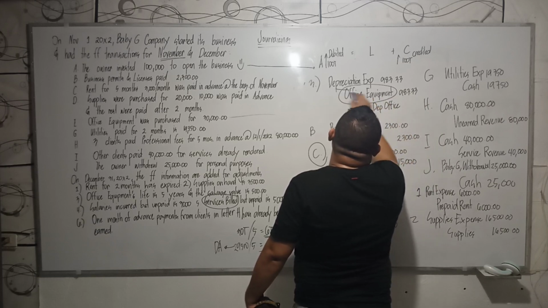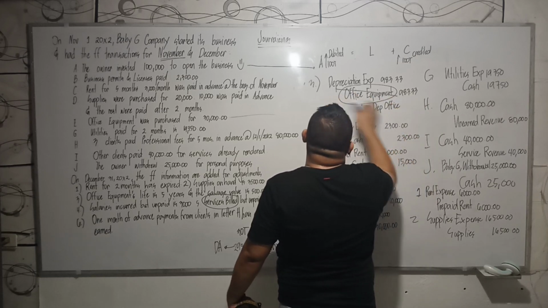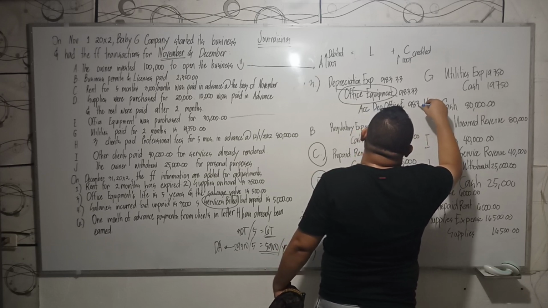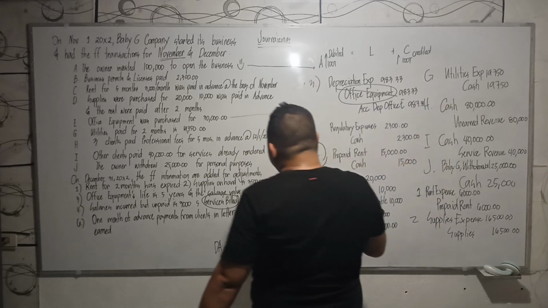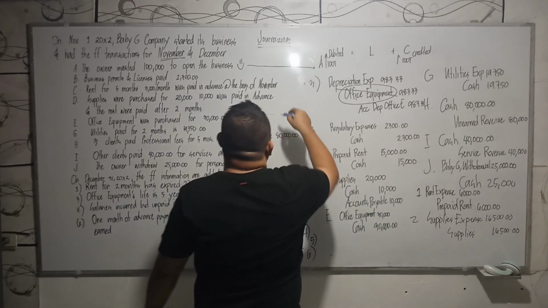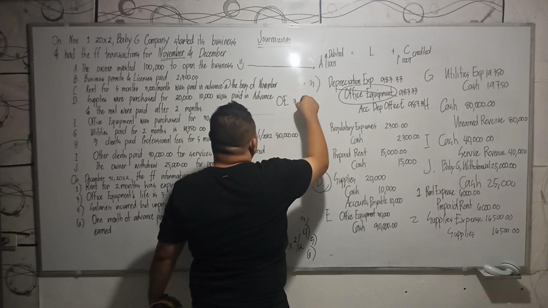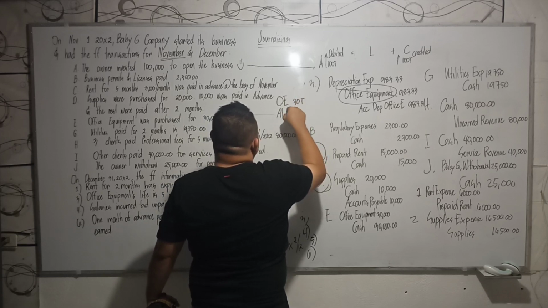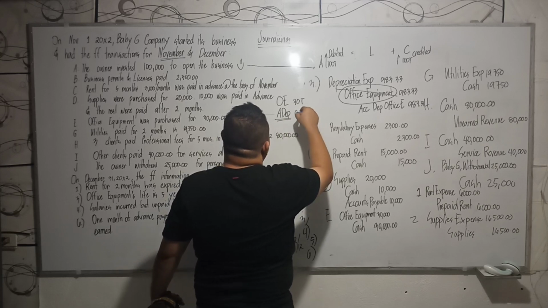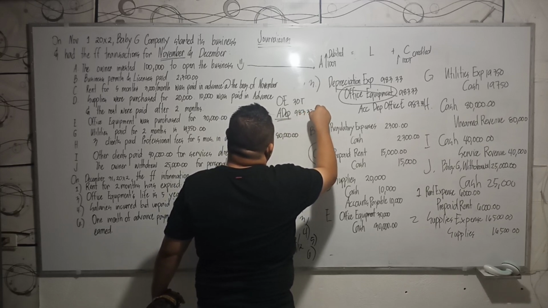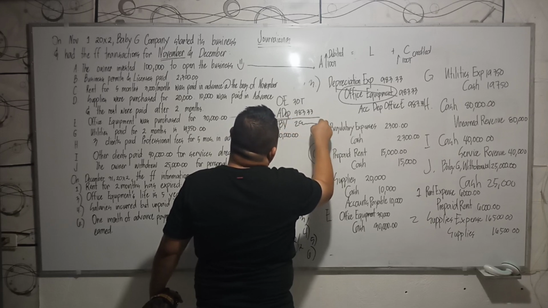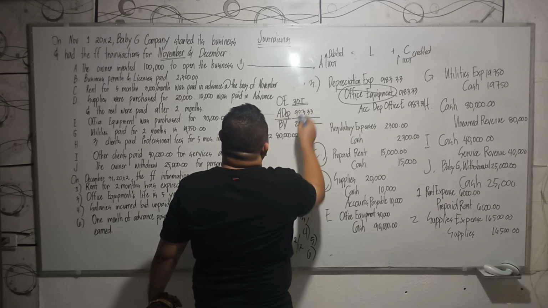So instead of this, you have to erase that. You have accumulated depreciation office equipment 983.33. So what will happen? The office equipment will not be diminished. Instead, there will be an office equipment 30,000 and the accumulated depreciation will still be deducted from it, 983.33, to get the book value of the office equipment, which is 29,000 plus. So this has been preserved.